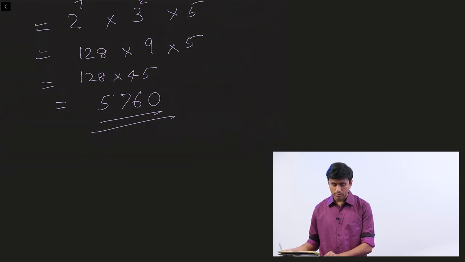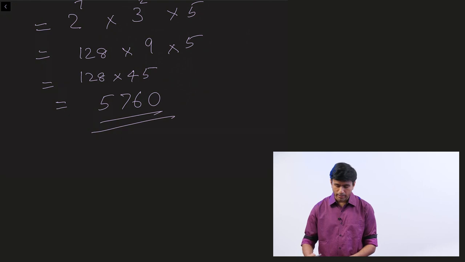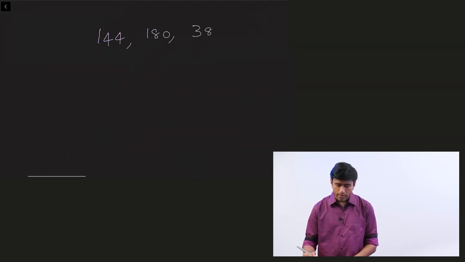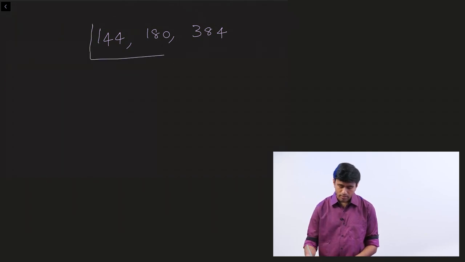Now let's do the second method, division by prime factors. Let's take the same numbers, 144, 180 and 384. In this method, we have to find the prime factors of all three numbers simultaneously. So let's do it. 2, 72, 90, 192.